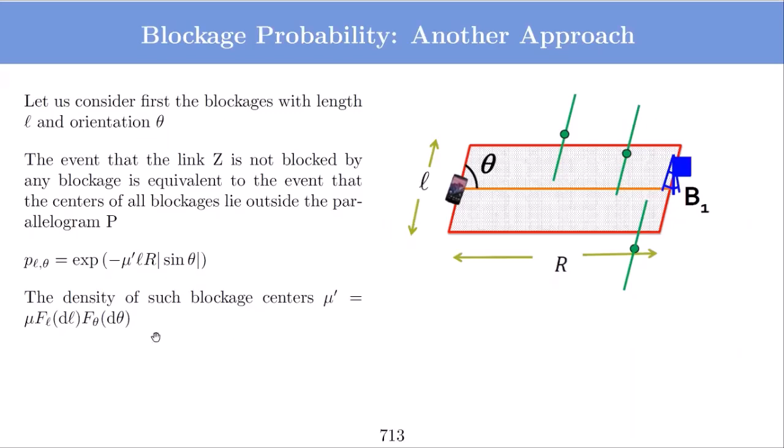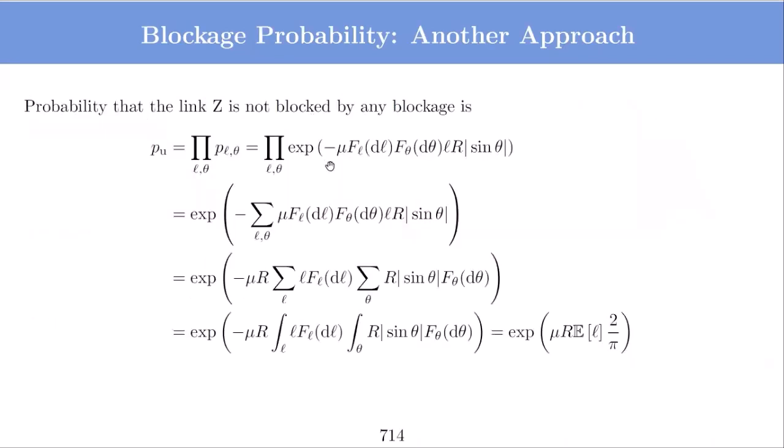The density of these blockages will be given by the density of the original blockage process into the retaining probability. The retaining probability would be given by the probability that you have a length L and orientation theta. You multiply by mu, you will get the density of these particular blockages. Okay, so if I put the value of mu dash there, what I get is exponential minus mu f1 dl f theta d theta L R sine theta.